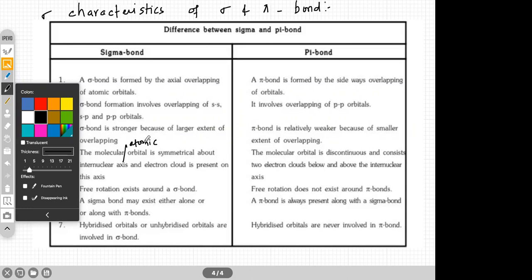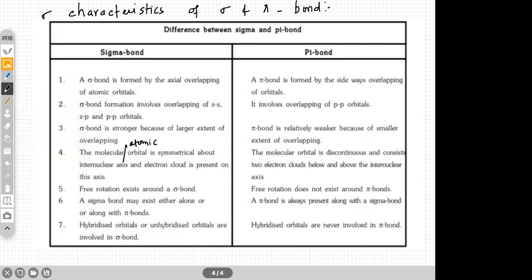Acha, properties of matter. Acha, states of matter they have done. Okay, fine, not an issue.